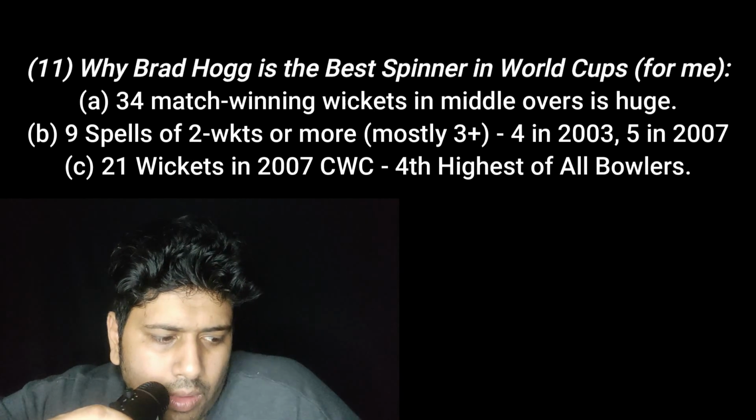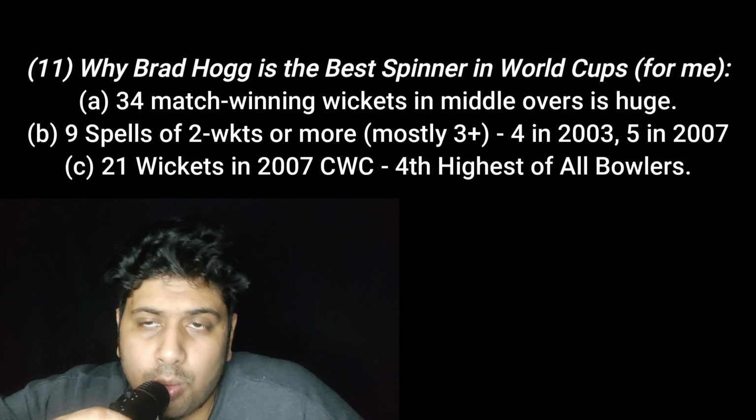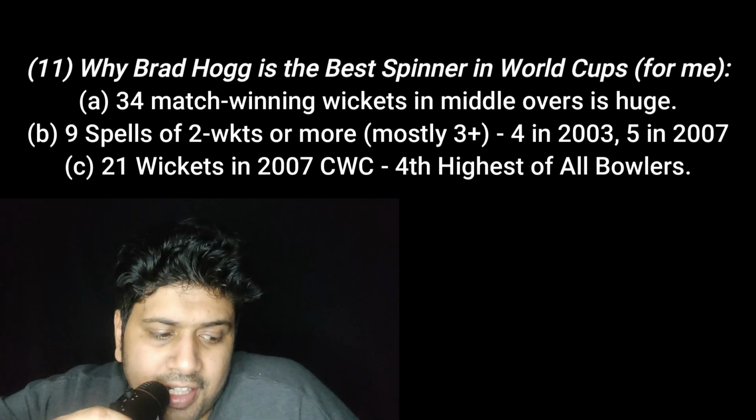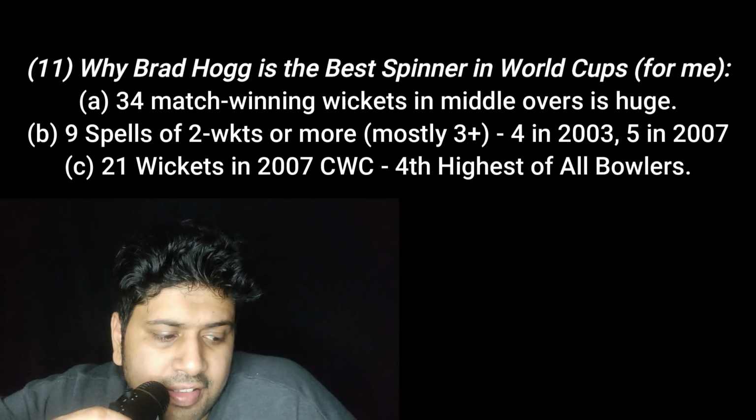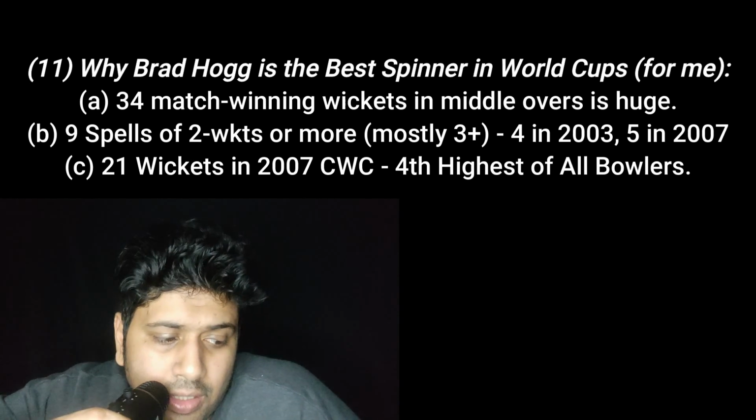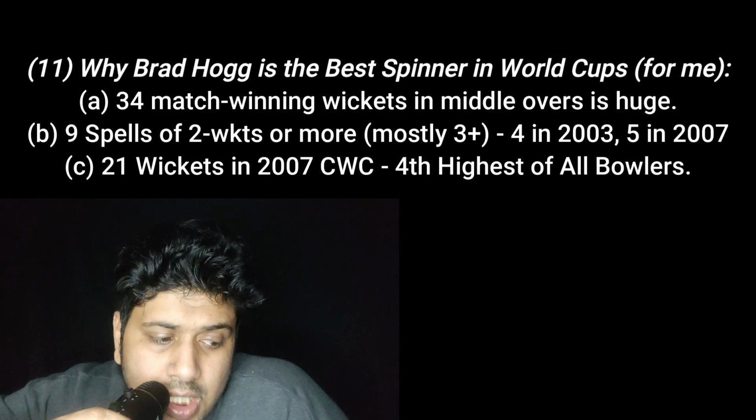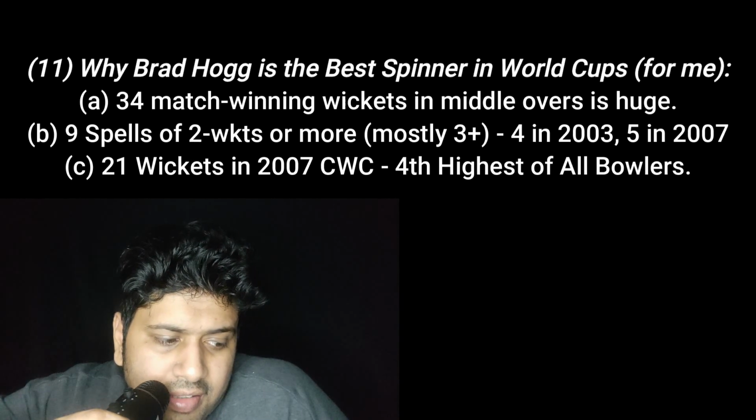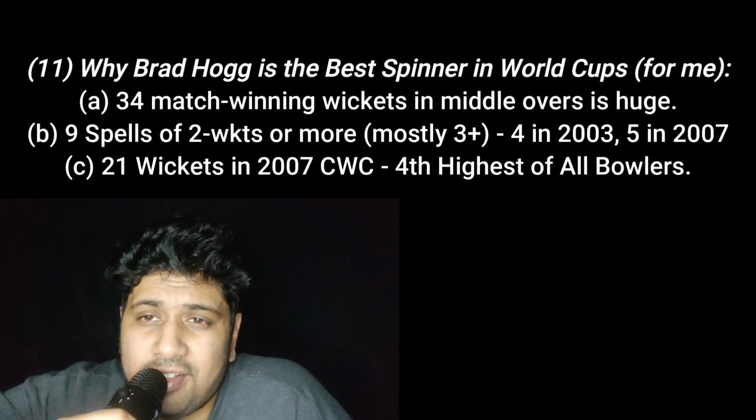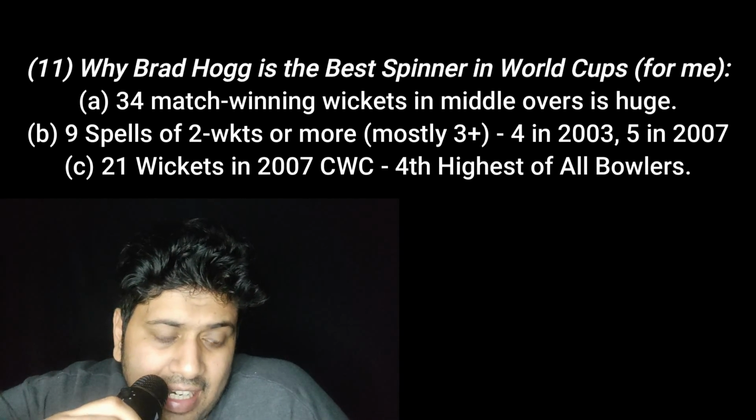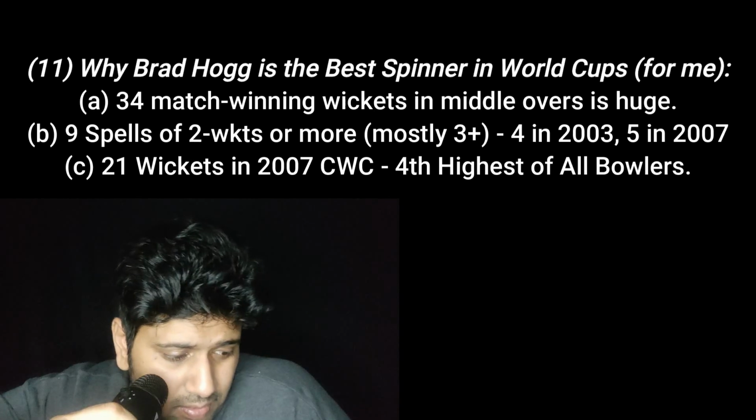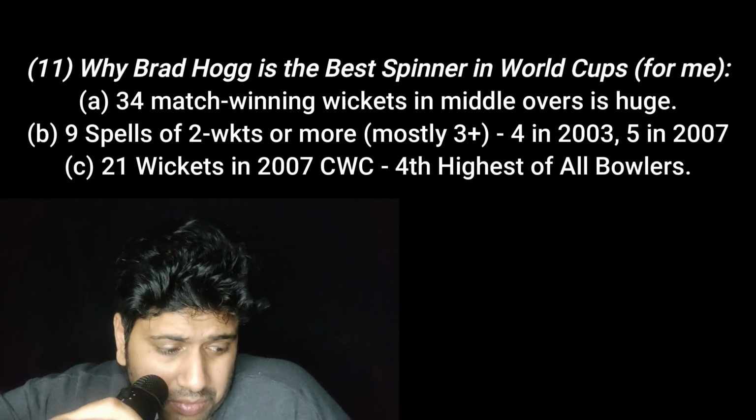Okay, and he bowled 4 important spells in the 2003 edition and 5 important ones, as I mentioned before. That is 9 important spells out of the 21 matches that he played, where he took 2 or more wickets, and which was 3 or more in most cases. Now, in the 2007 edition, he took over 2 wickets per match. So, in the I think 10 matches he played, he took 21 wickets. And Glenn McGrath was the player of the tournament with just 5 more wickets. McGrath took 26 wickets in that World Cup. Brad Hogg took 21 wickets, and rightly so. McGrath also deserved it, although I still feel Matthew Hayden should have at least shared the man of the tournament trophy with Glenn McGrath.